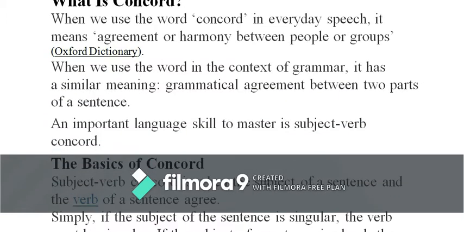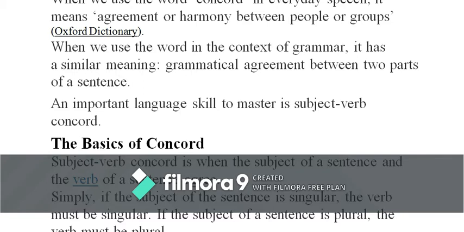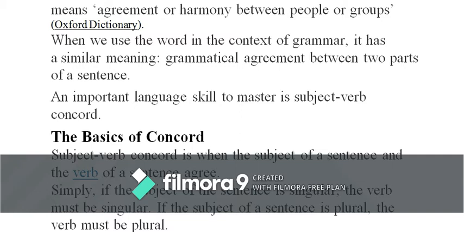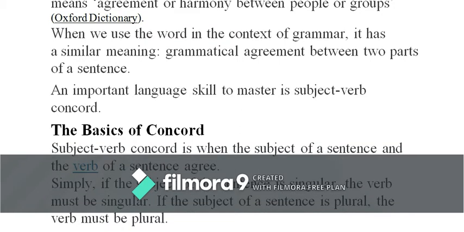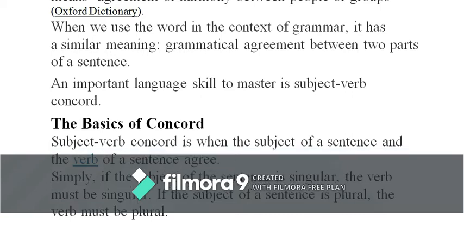Now the basics of concord, subject verb. Concord is when the subject of a sentence and the verb of a sentence agree. Now what do we mean by agree? Simply, if the subject of the sentence is singular, the verb must be singular.